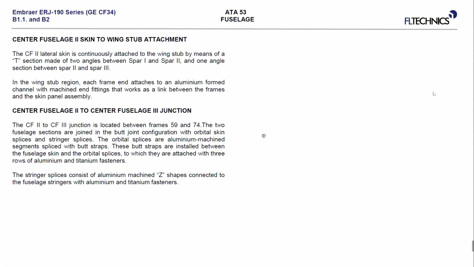And because we have several different stubs, like plugs, we have these junctions, and we have these specific junctions between frames 59 and 74. The sections are joined in the butt joint configuration with orbital skin splices and stringer splices, the same type like we discussed between the forward fuselage and the center fuselage section 1.